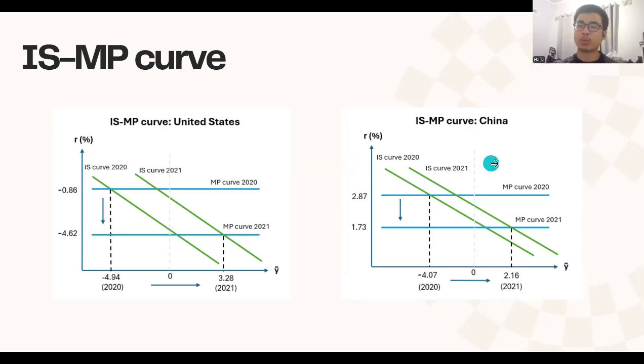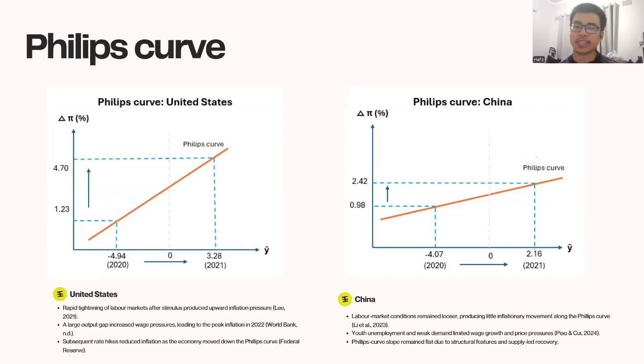Now, we connect these output gaps with inflation. In 2020, the United States had a negative output gap where inflation was low. The large negative output gap kept inflation around 1%, but in 2021, the output gap changed to positive, making inflation rise. Once output rose above potential, inflation increased to around 4.7%, which is consistent with the Phillips curve.